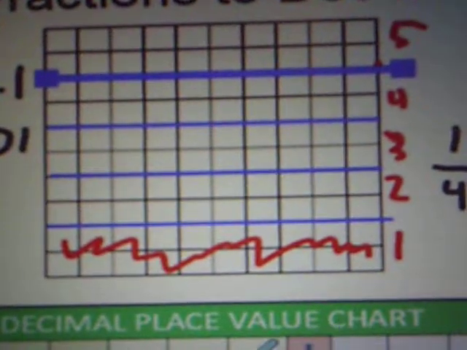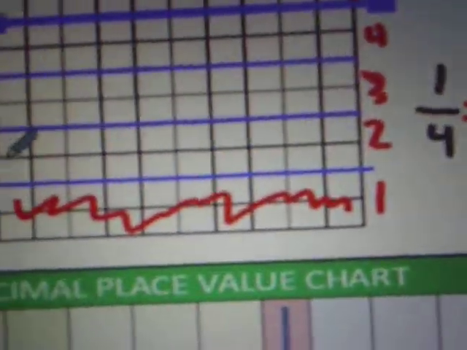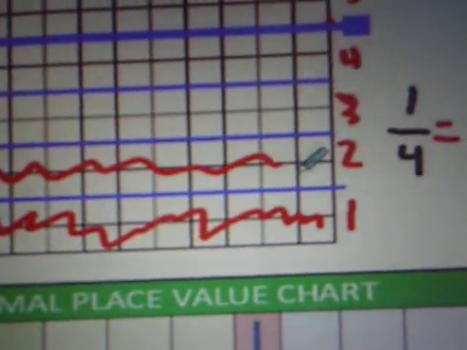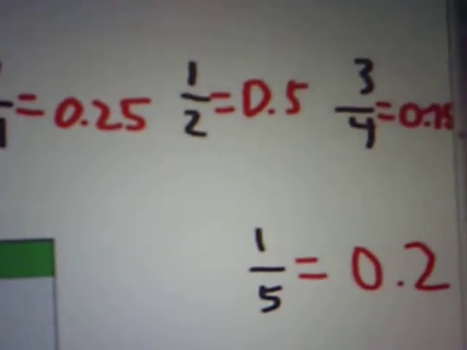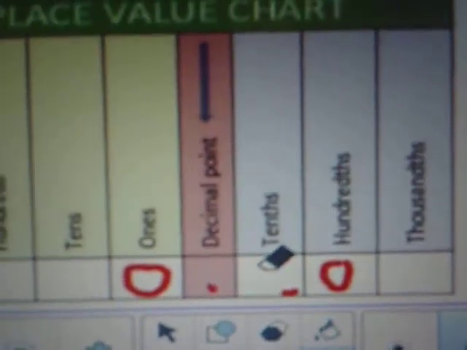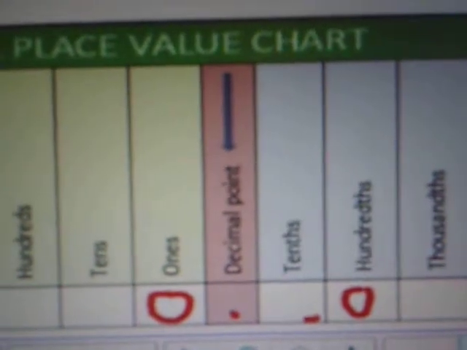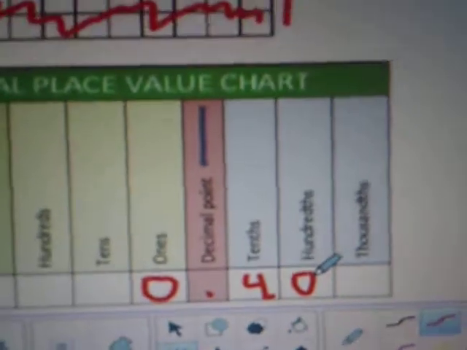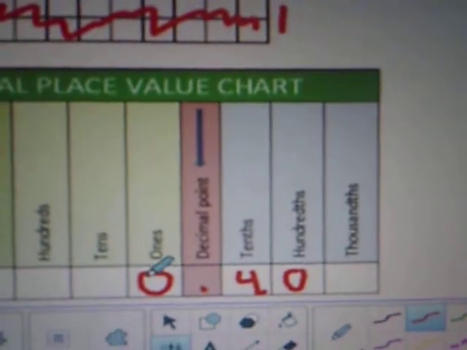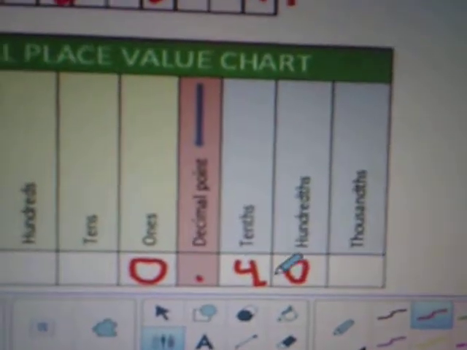If 1/5 is 0.2, 20 hundredths or 2/10, that means 2/5 is going to be equal to 4/10 or 40 hundredths. 0.4. Or just erase that 2 and put a 4. 0 ones, 4 tenths, 0 hundredths, or 40 hundredths.